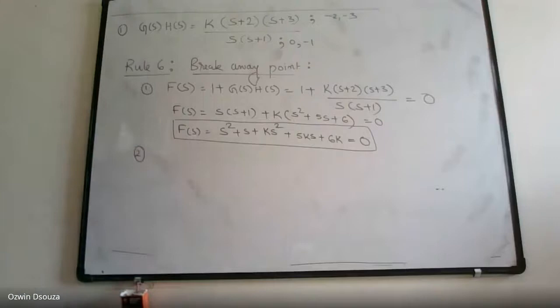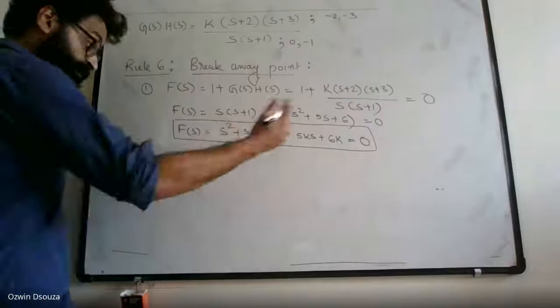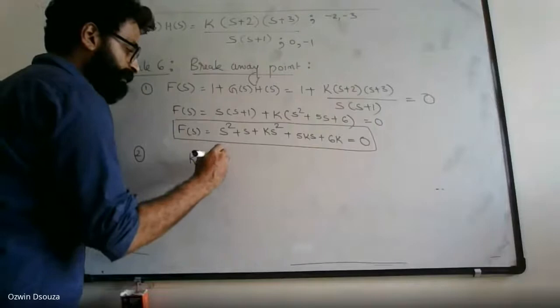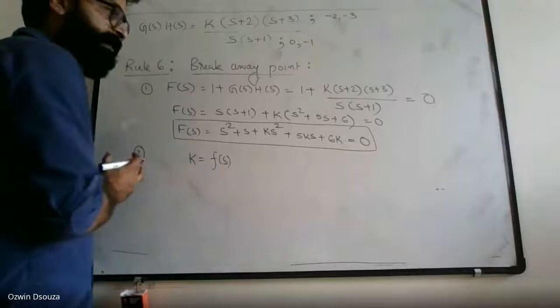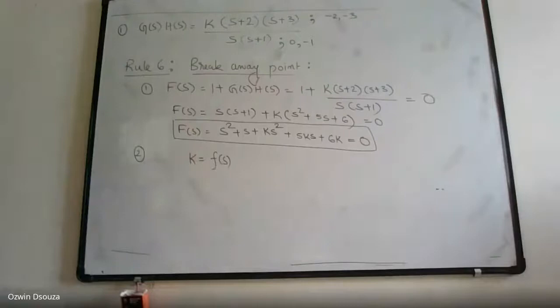Once I have my F of s, what I have to do is rearrange my characteristic equation in such a way that I get something like K is equal to some function of s. So all the K terms you have to keep on one side, and the s terms you have to keep on the other side. That's what you are supposed to do. Okay, so how do you do it?